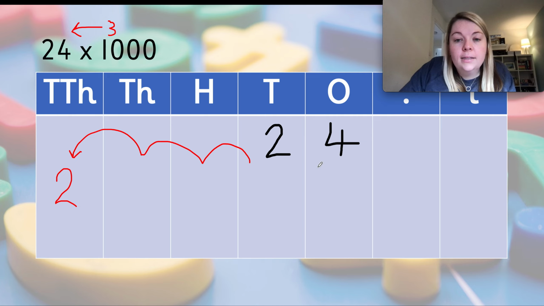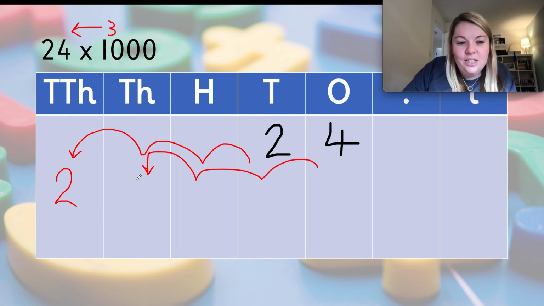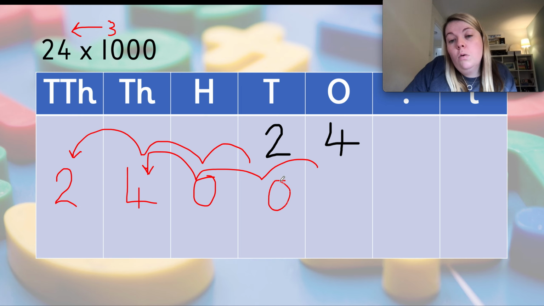Your 4 is going to move not 1, not 2, but 3 place value columns to the left. So your 4 becomes 1,000. And then you put your place value holders, your zeros in. So 1, 2, 3 zeros. So 24 groups of 1,000 is 24,000. Okay?